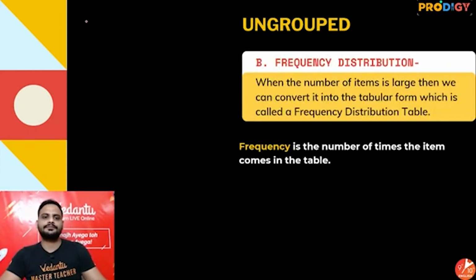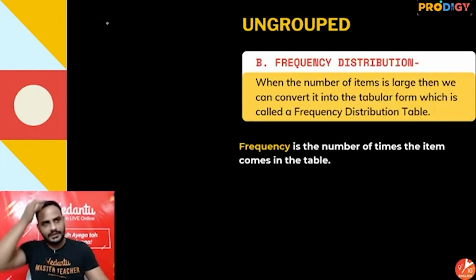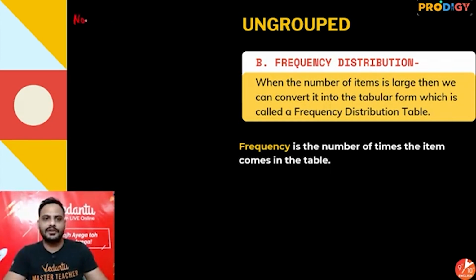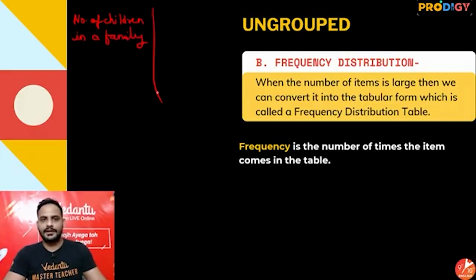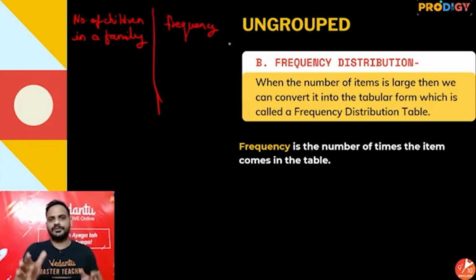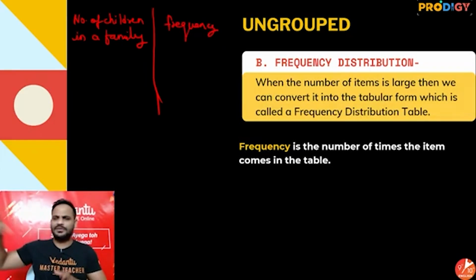For example, let's say we have collected data on the number of children in a family. How many children are there in a family? In a village, we are taking this data, and here is the frequency. Now see, if I write it in the raw form, suppose there are 100 houses in that village. So in raw form I'll arrange them as 0, 1, 2, 1, 2 this way.